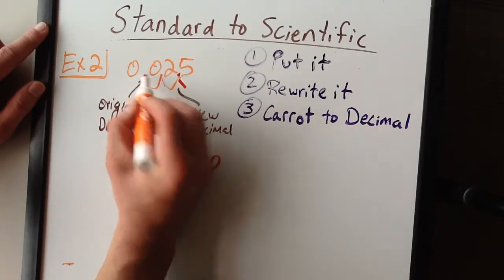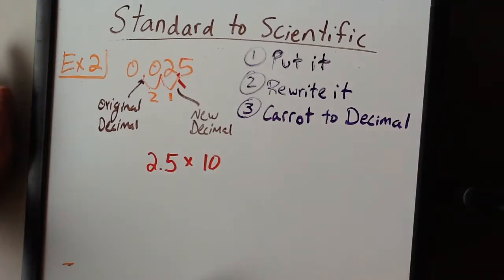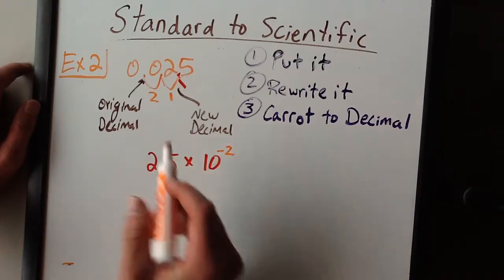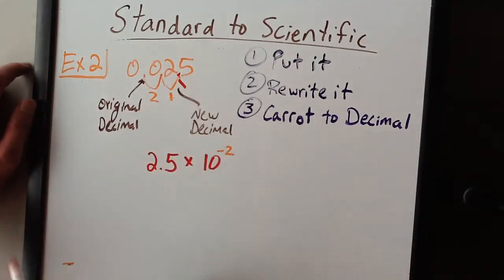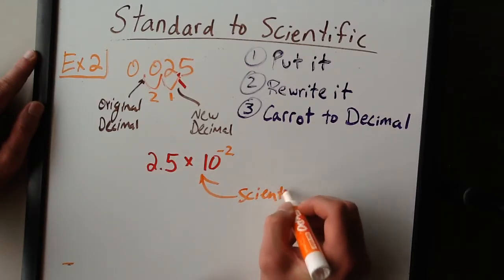1, 2. I went left, 1, 2. Since I'm going left, my exponent is going to be negative. If I go right, my exponent's positive. If I go left, my exponent's negative. So my exponent on the power 10 is negative 2, since I went left 1, 2 spaces. So this right here is scientific notation.